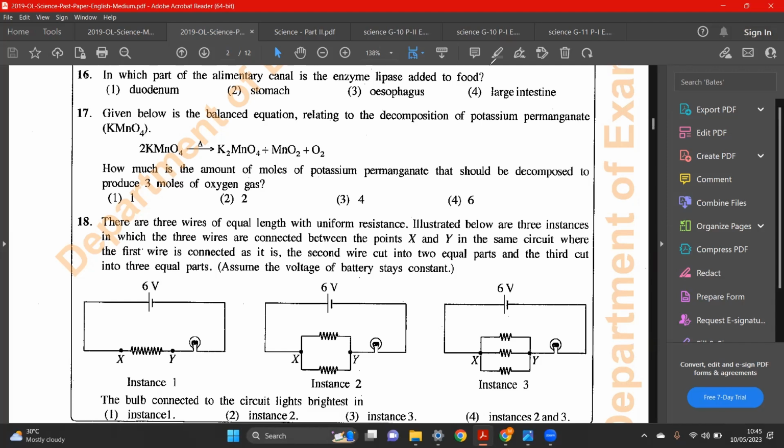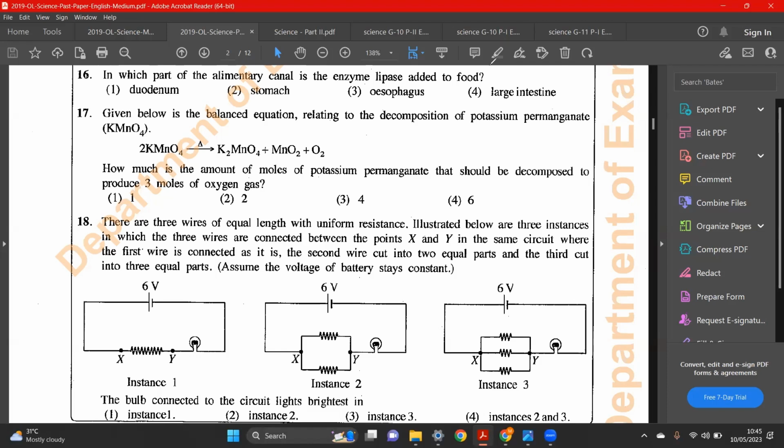So there, your pancreas will release a lot of different enzymes directly into the duodenum. So one type of enzyme is the lipase. You have lipase, maltase, amylase. A lot of them are released inside the duodenum. Then the food is mainly digested there and it's directly absorbed into your body from there. Okay, so therefore the option is duodenum. Then given below is the balanced equation relating to decomposition of potassium permanganate.